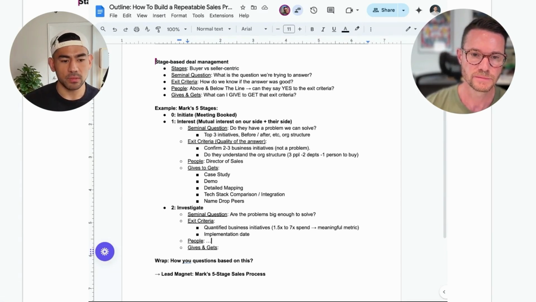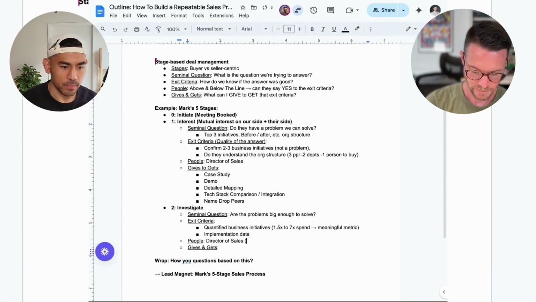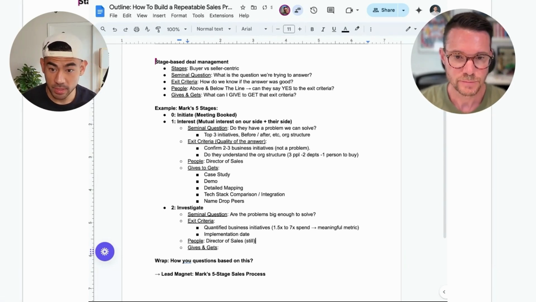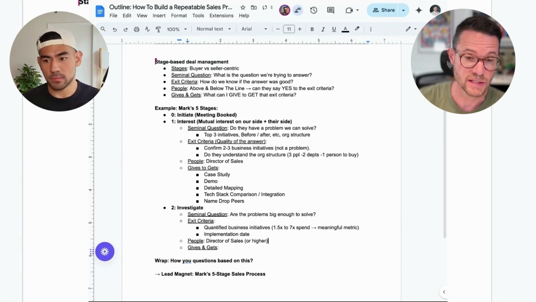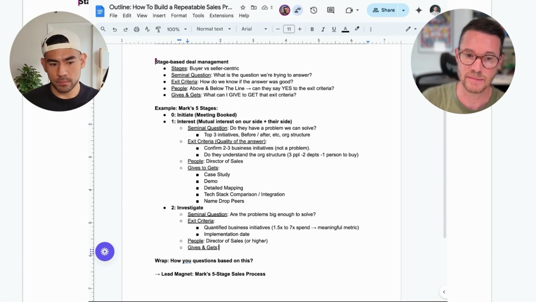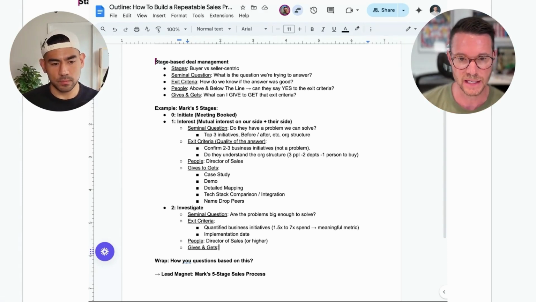Great. And so let's talk about who can approve these two exit criteria. So we have quantified business initiatives, and then we have an implementation date. Is it still just the director, or is this someone higher up now? No, as long as they're above that power line, that's good enough. What we can't have is somebody below the power line saying, oh yeah, here's the quantified business initiatives and here's the date we need to implement by. We need them confirmed by somebody that can make a decision.